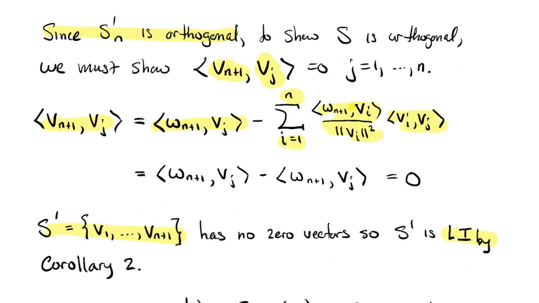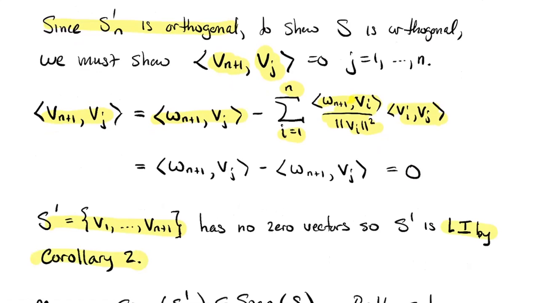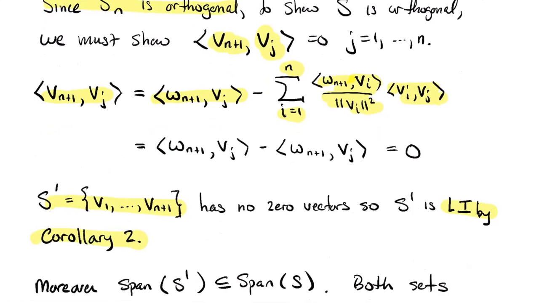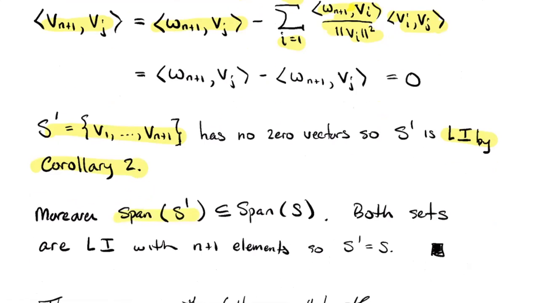Okay, so that shows that S prime, all of n plus 1 V's, has no non-zero vectors, and it's linearly independent by corollary 2 because I just showed that it was orthogonal. Right, so S prime is orthogonal. It has no non-zero vectors, so it's linearly independent. Clearly, its span is a subset of the span of S because every element of S prime is a linear combination of elements in S, right? So if both sets are linearly independent and they have the same size, then the spans are equal to each other, excuse me. S and S prime are not equal to each other. That's a typo. What I mean is that the span of S prime is equal to the span of S.